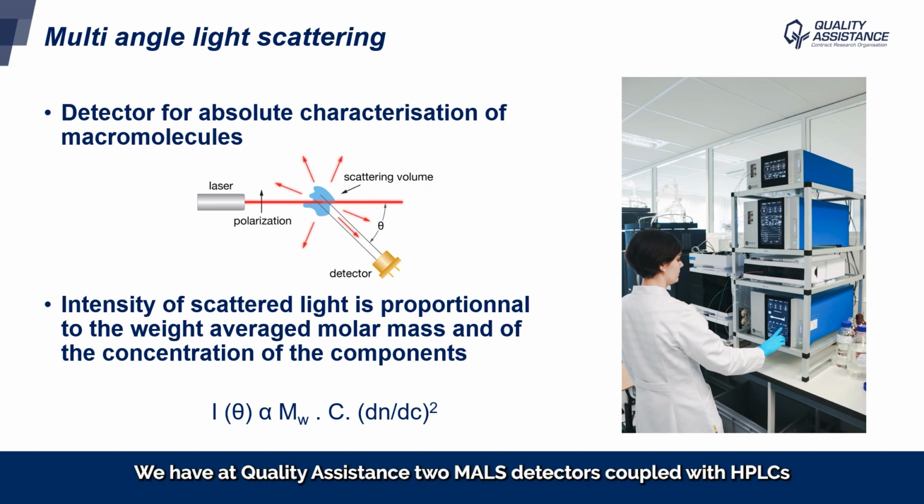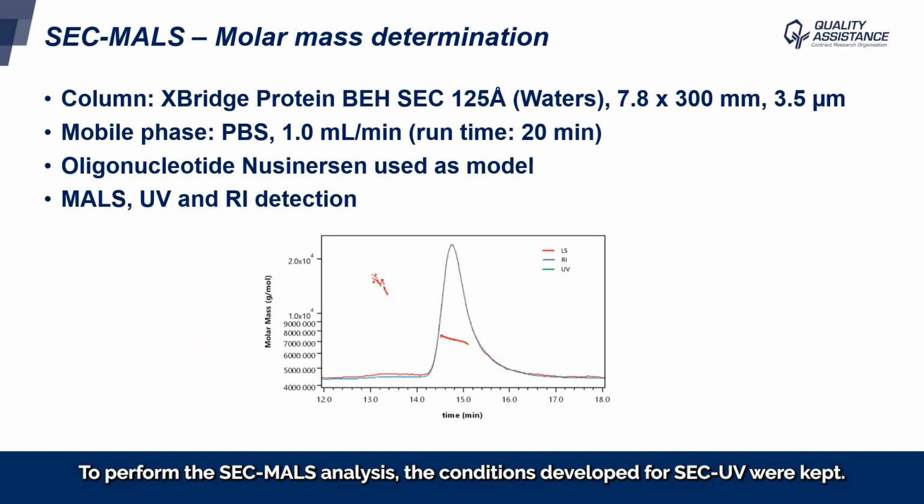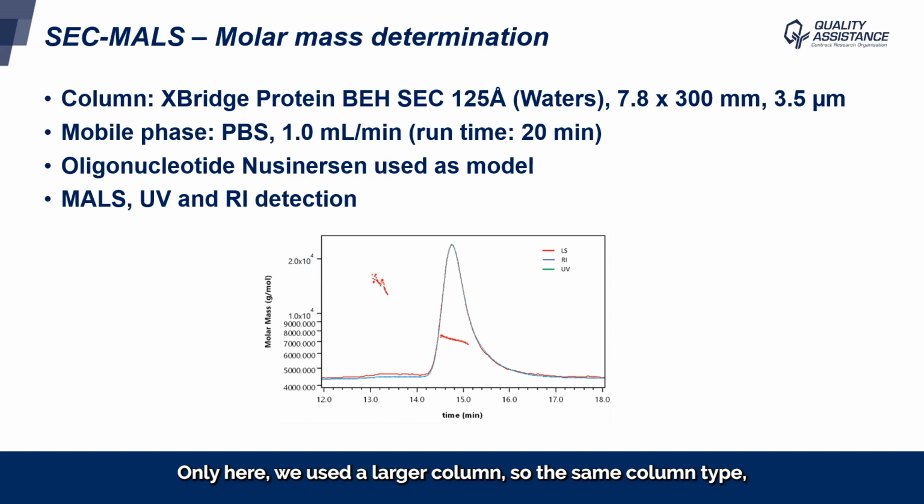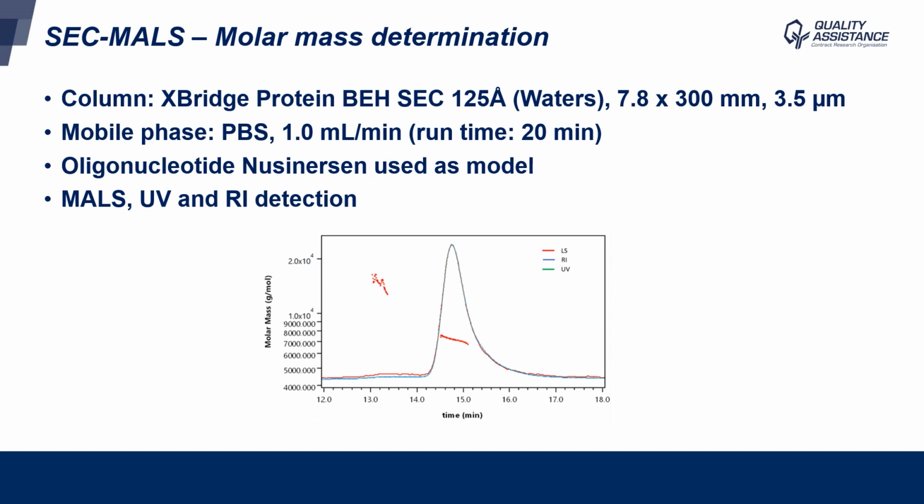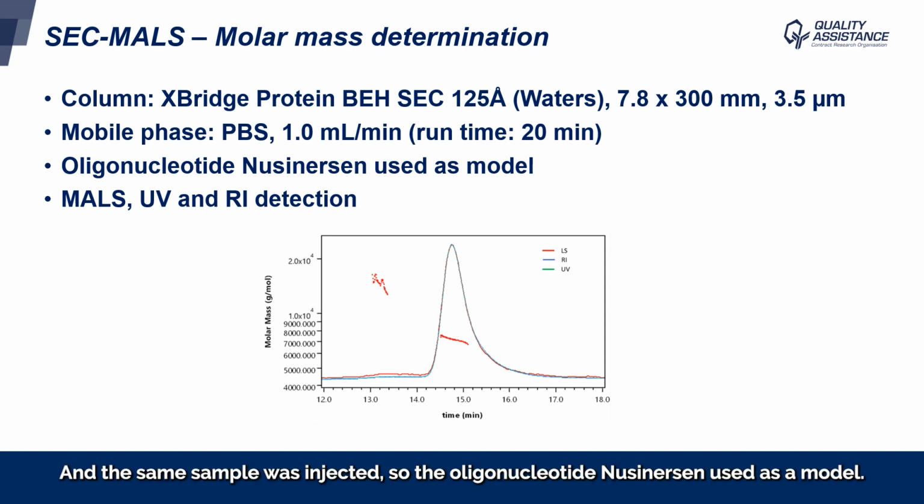We have at Quality Assistance 2 MALS detectors coupled with HPLCs and RI detector for molar mass and size determination of molecules. To perform the SEC-MALS analysis, the conditions developed for SEC-UV were kept. Only here we used a larger column, so the same column type, but with a diameter of 7.8 millimeter and 30 centimeter length. And the same sample was injected, so the oligonucleotide nusinersen used as a model.